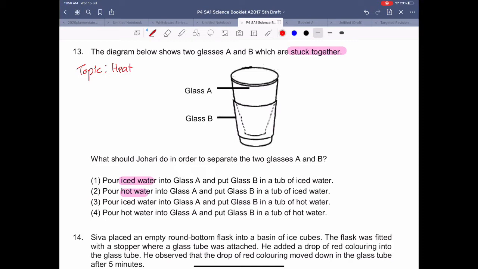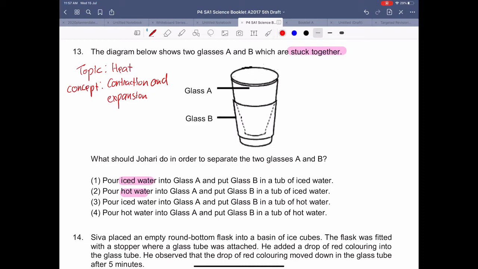So in this case, the concept I'm looking at would be contraction and expansion due to heat. Once I narrow down, I know already that for something to expand, it has to gain heat. And when things expand, they increase in size.